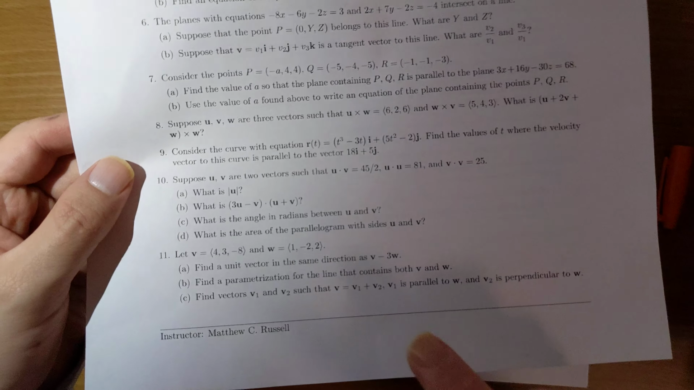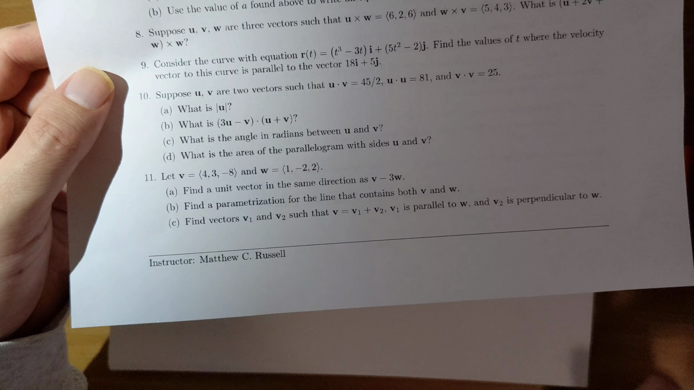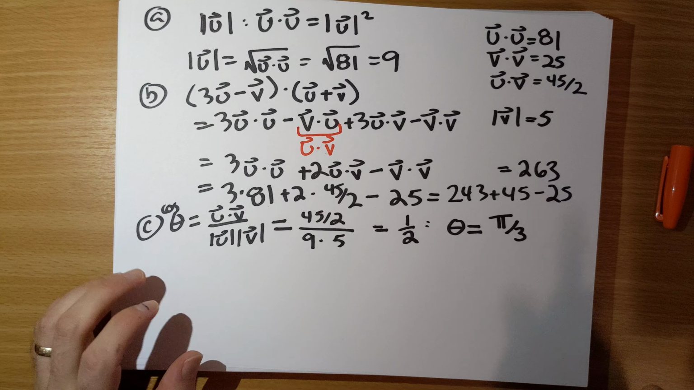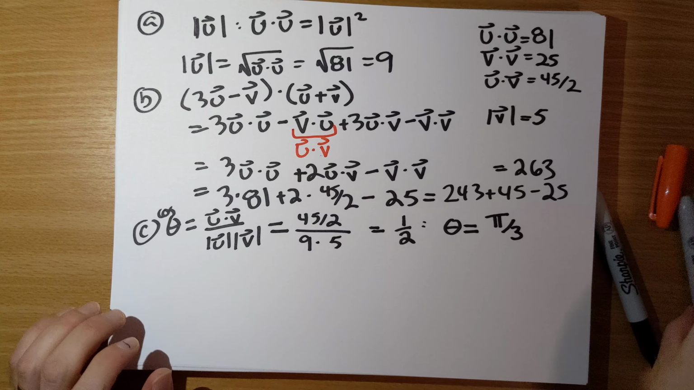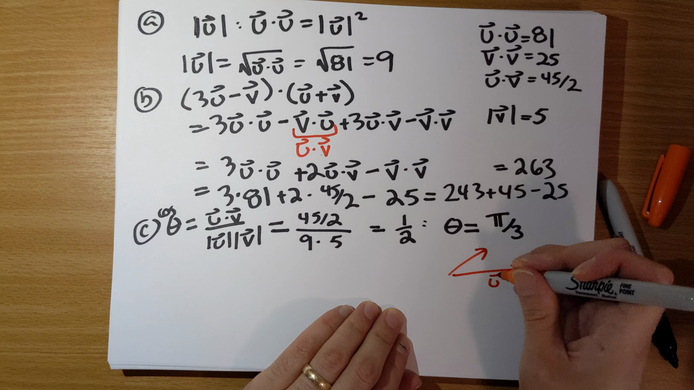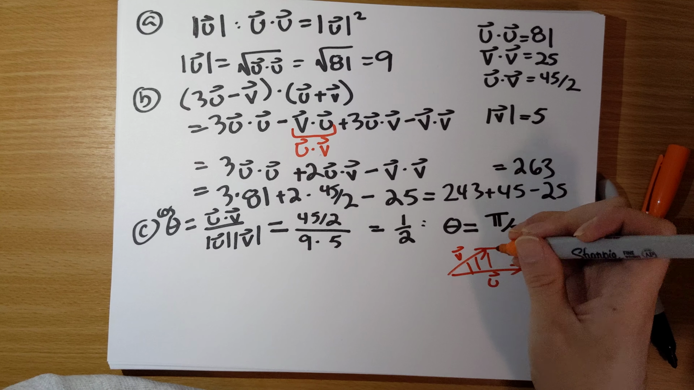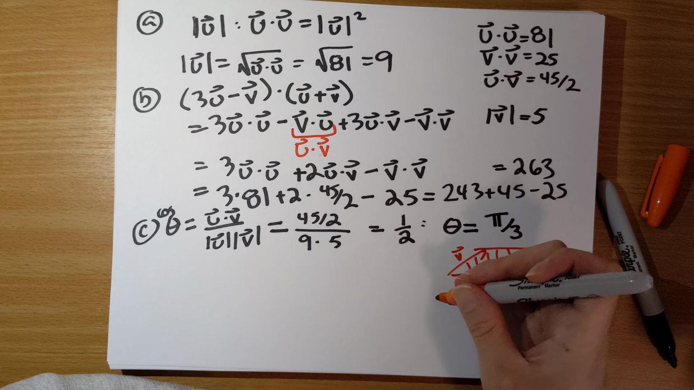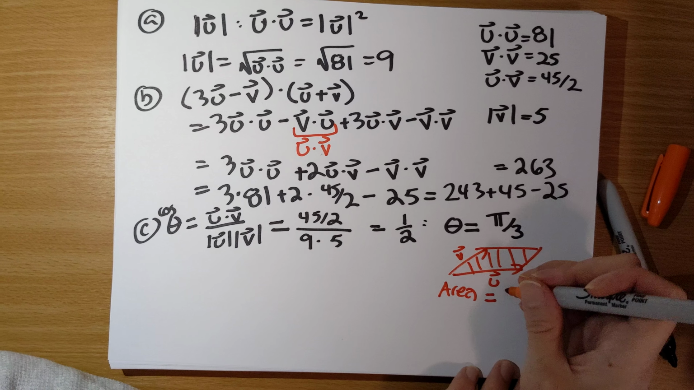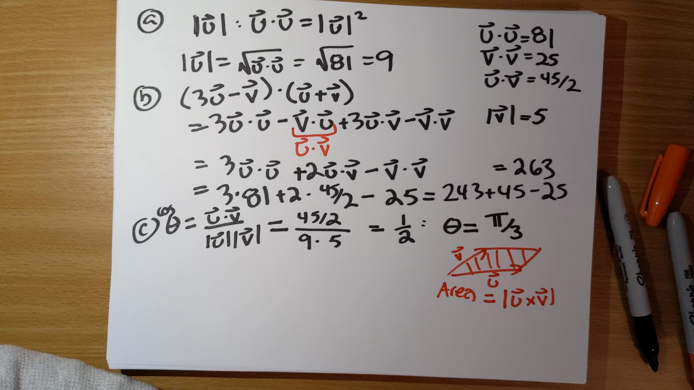Okay, and then the final one here, this is a clever punchline to everything. What's the area of the parallelogram with sides u and v? So the picture here is u, here is v. We want to find the area of this parallelogram. And the area of this parallelogram is equal to the magnitude of u cross v.